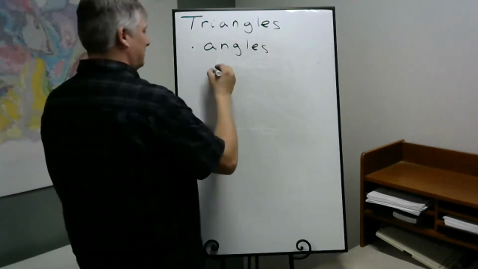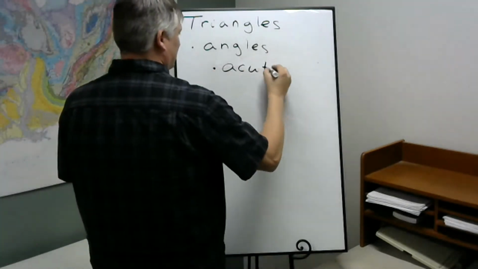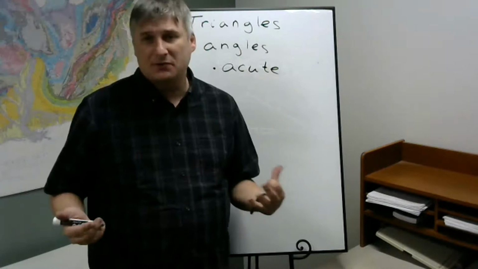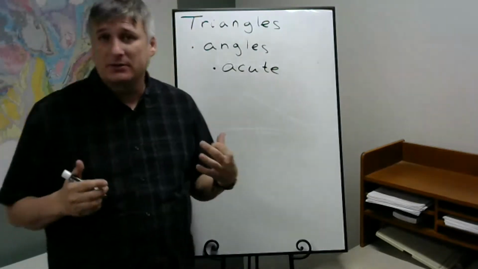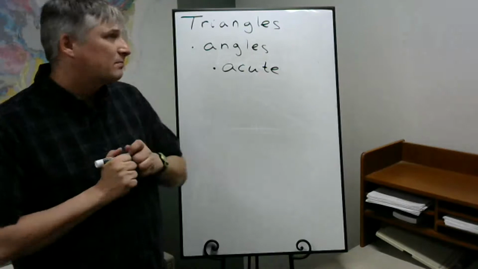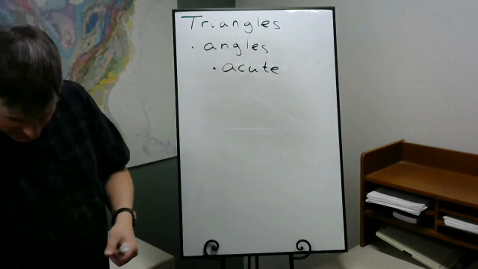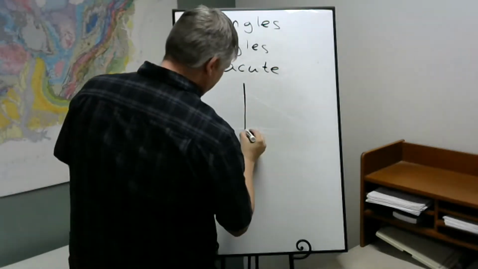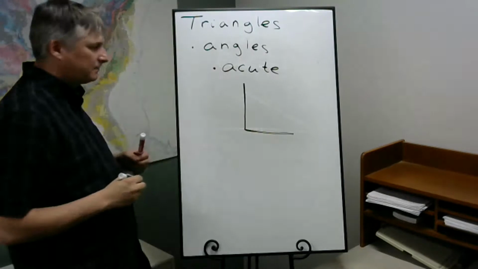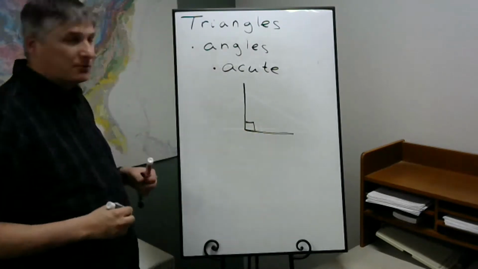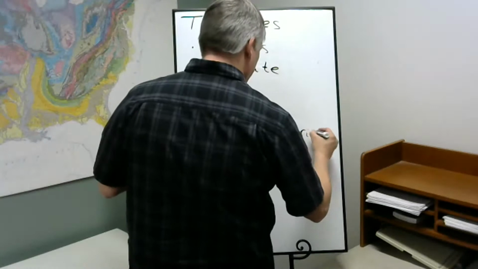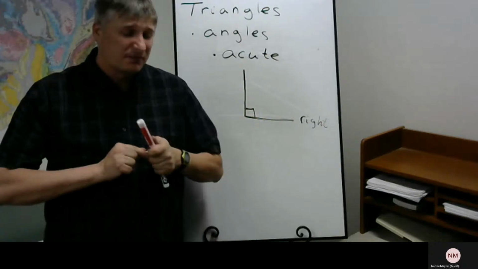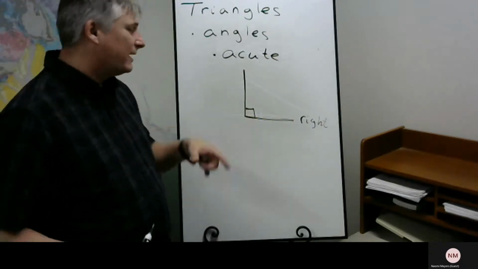So first off, an acute triangle. In an acute triangle, all the angles have less than 90 degrees. So to sort of review this, let's say we have a perfectly vertical and perfectly flat angle. This is a 90-degree angle, or what's called a right angle. You can think of it as like a very uncomfortable chair. And this little box in here symbolizes 90 degrees.